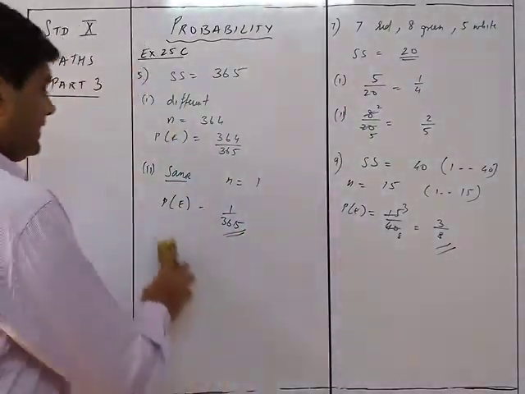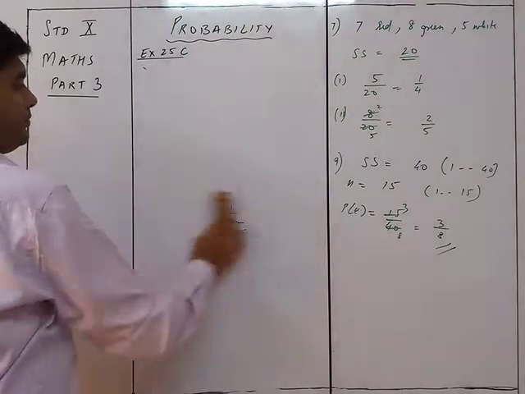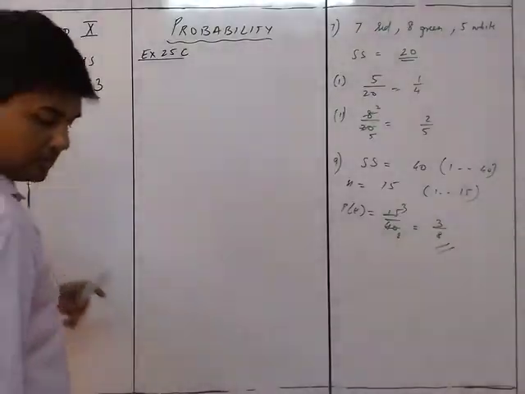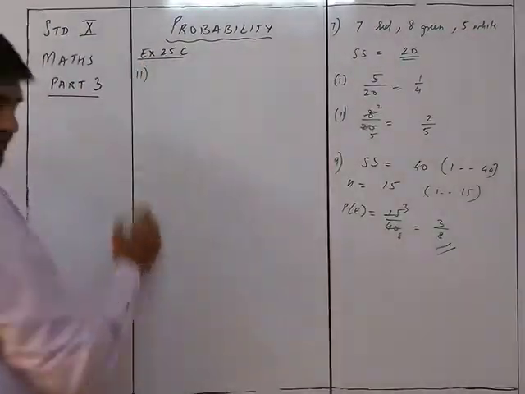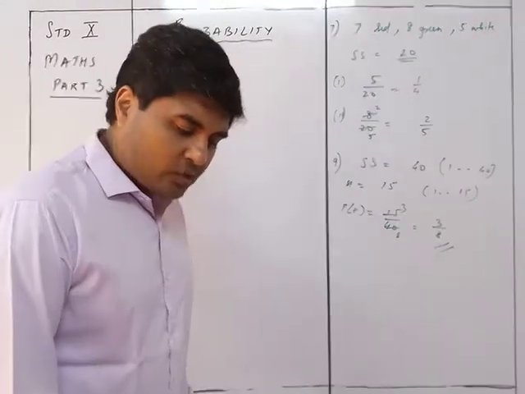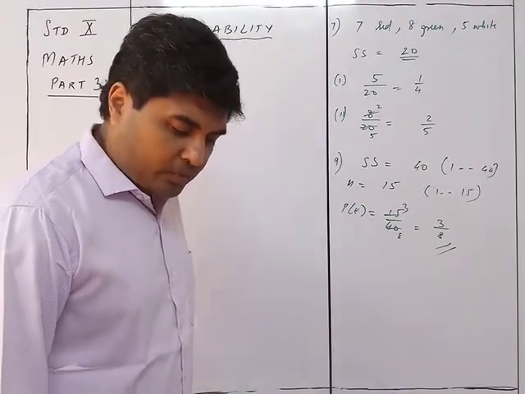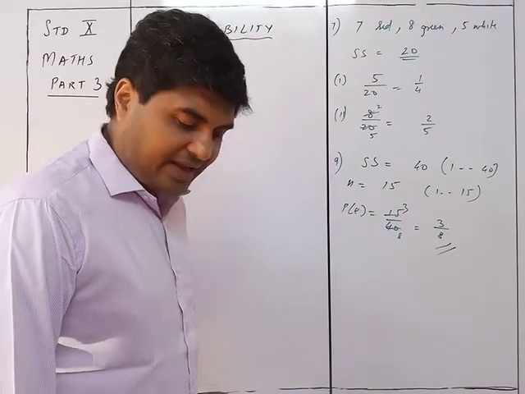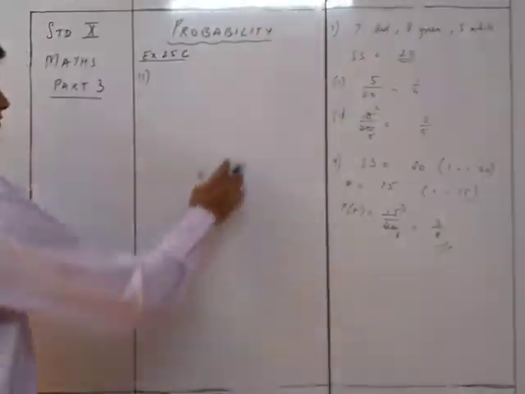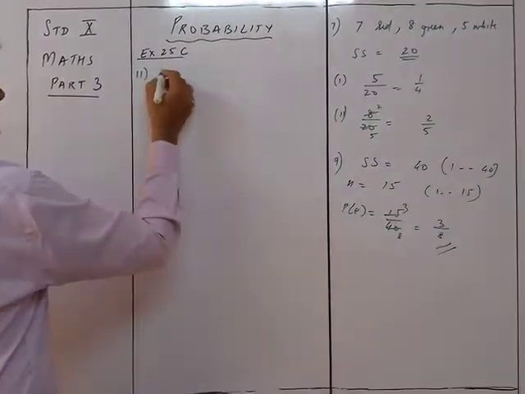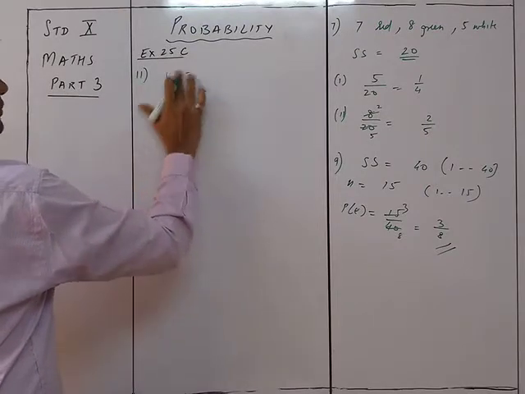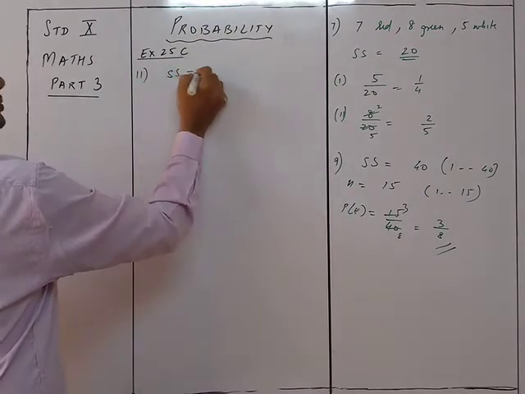We move on to sum number 11. Two dice are thrown at the same time. Find the probability that the sum of the two numbers appearing on the dice is 8, and 13. So okay, now here you see, I need to write down this thing. So first, the sample space is equal to 36.